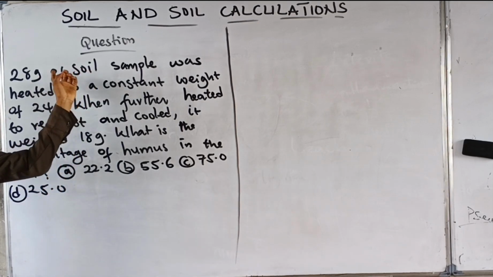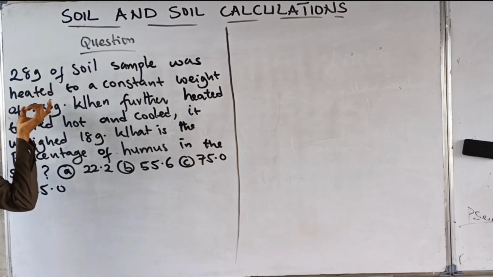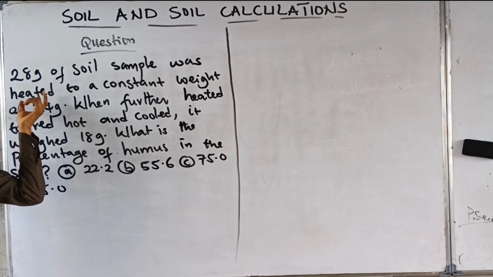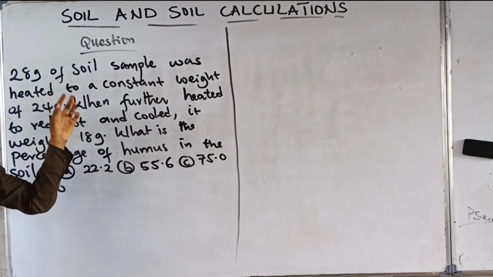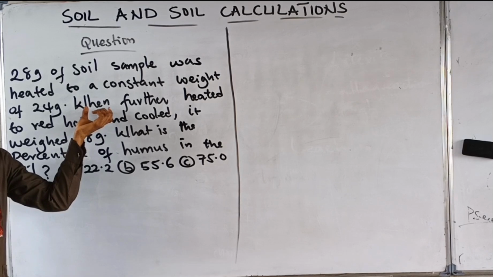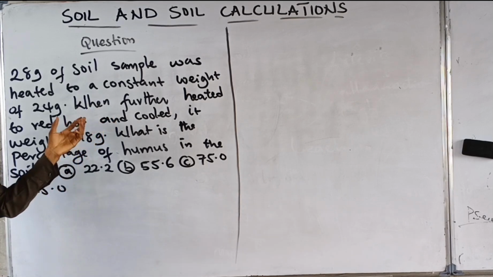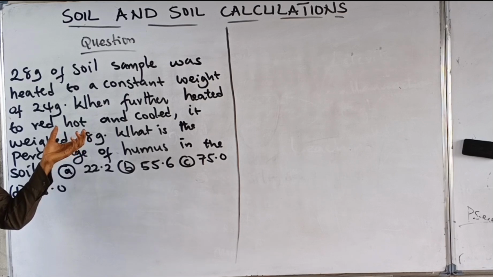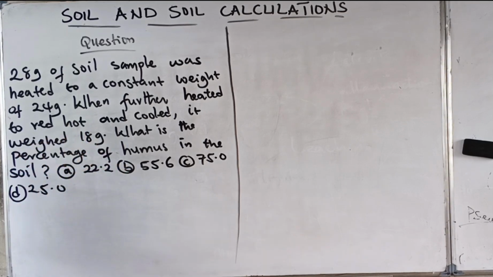First, you heated the soil to a constant weight. This first heating, what are you driving out? Water, right? Now you further heated the soil until red hot and cooled. What are you removing now? What are you heating out now? Humus, right? They are now asking the percentage of humus.